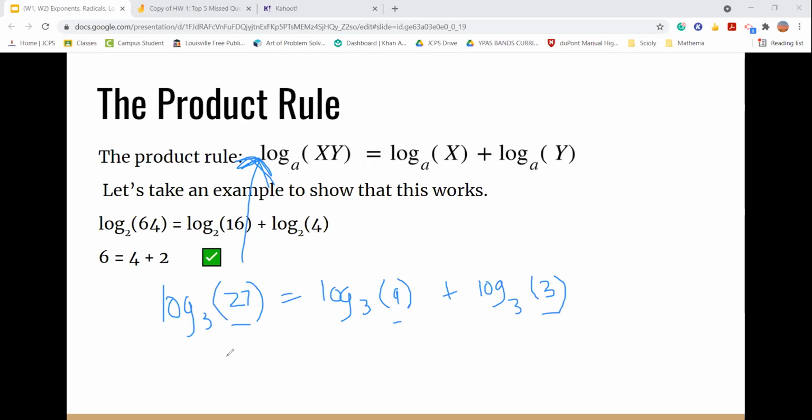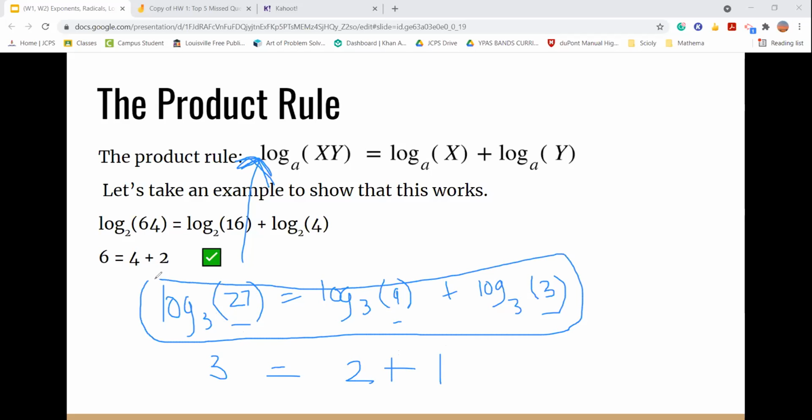And now I'm just going to see if this equation is true. So log base 3 of 27 is 3, log base 3 of 9 is 2, and log base 3 of 3 is just 1. So is 3 equal to 2 plus 1? Well, yeah. So this equation is true because I used the product rule. Does that make sense?